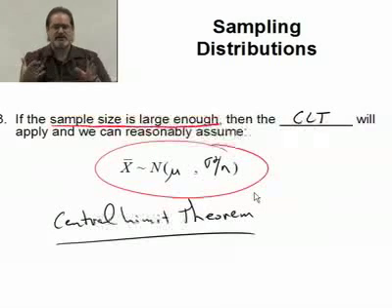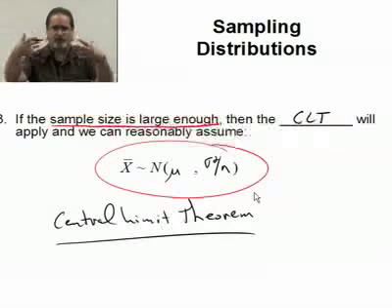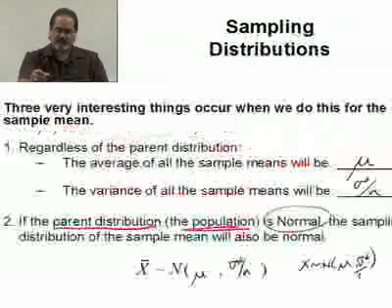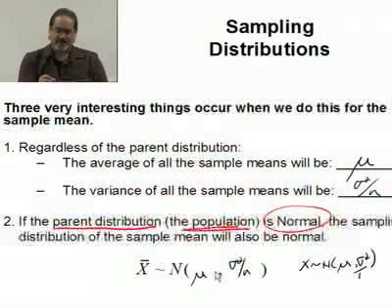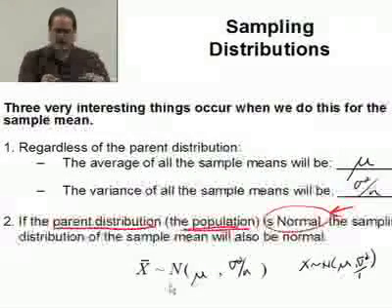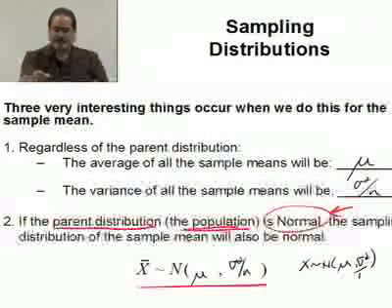There's nothing here about what the parent population was. It doesn't matter if the population is heavily skewed, if it's bimodal, if it's uniform or normal. It doesn't make a difference. Simply, if the sample size is large enough, regardless of what the parent distribution looks like, we can make this claim. Previously, we just got done saying we can make this claim if the population was normal. So if we know the population is normal, this is reasonable.